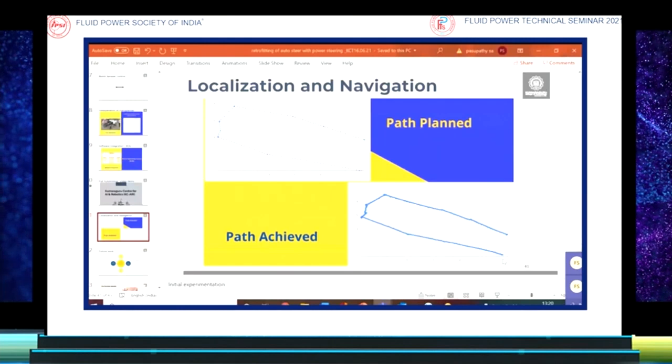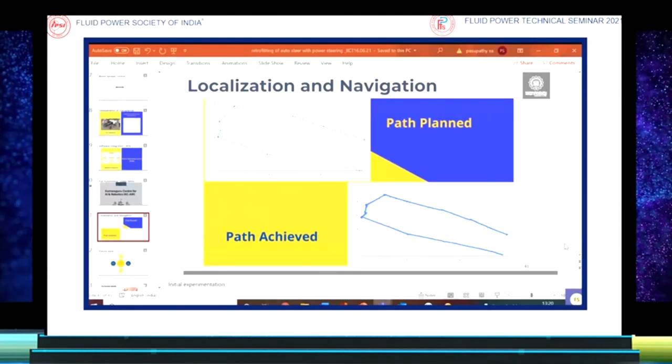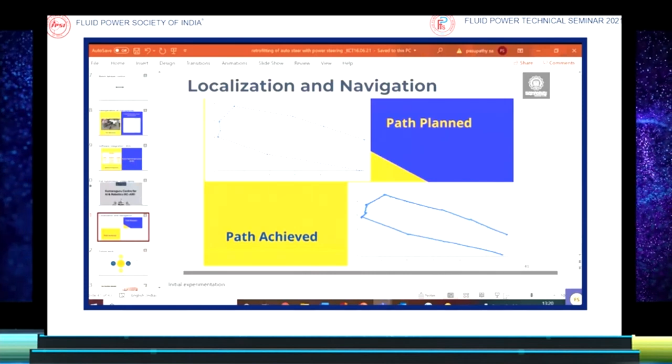Pasupathy, we can't hear you. There is a lot of disturbance in the background. Disturbance, yes, that's what I was saying. Okay, again. Yeah, now it's clear. Now it's clear. You can go ahead.